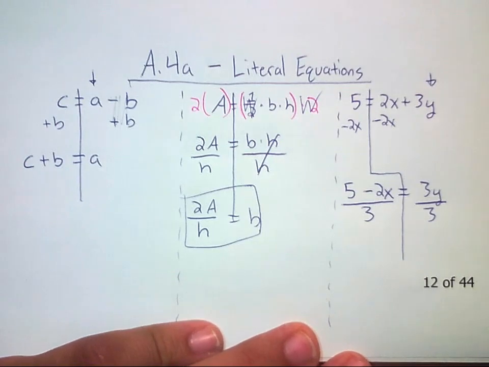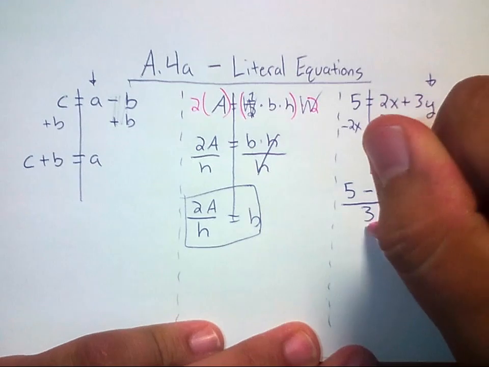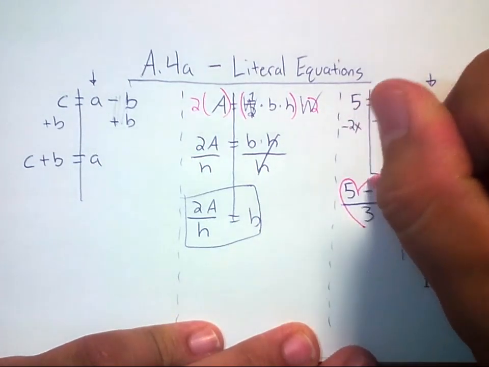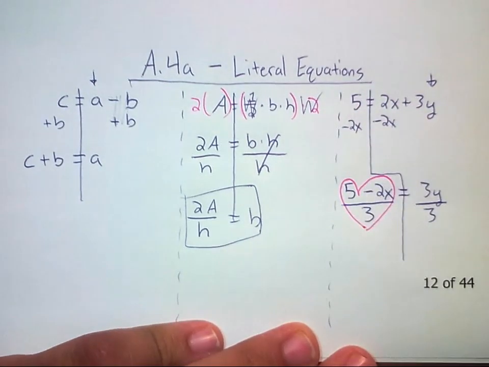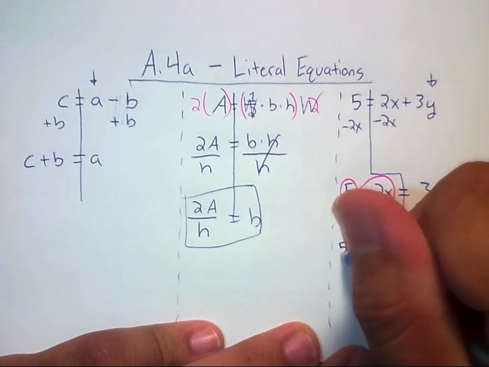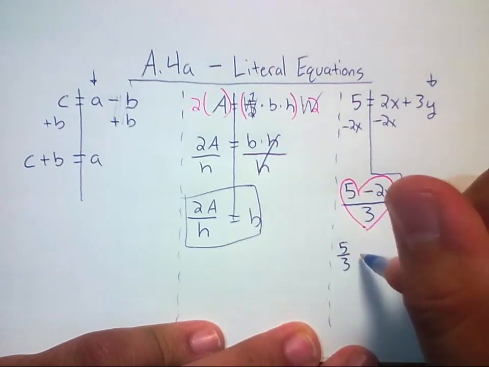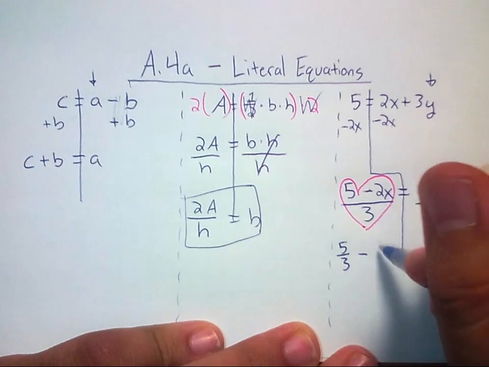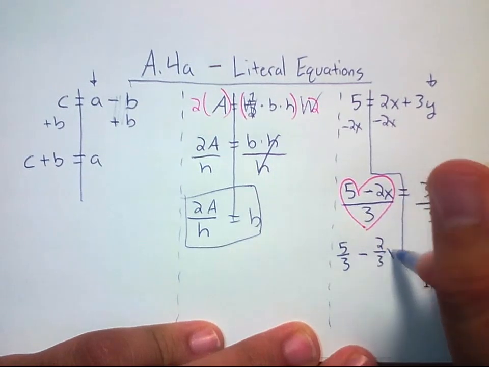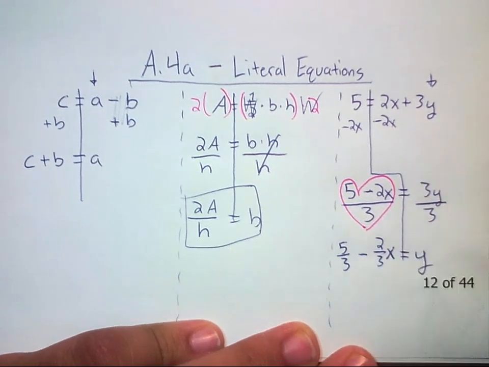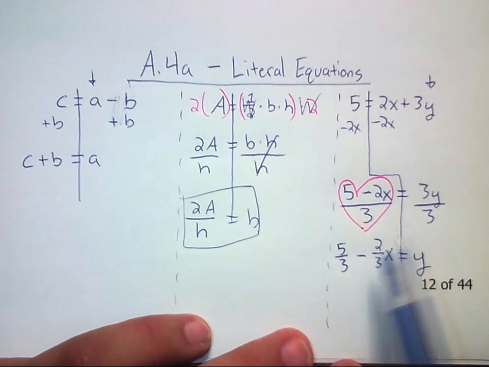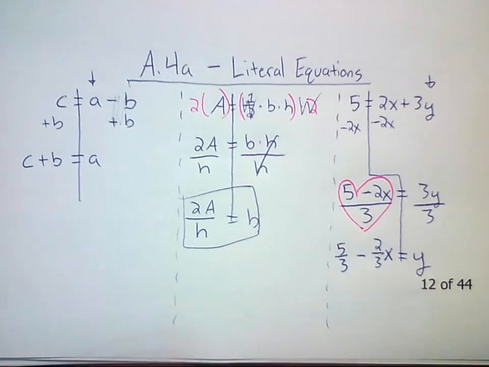So to do that, going off of what we learned a little while ago with dividing polynomials, what we're going to do is split this apart into two fractions. So we're going to end up with 5/3, and then minus 2/3 x equals y. And actually, that equation's ready to graph. We got our y-intercept and we've got our slope. Let's take a look at an SOL question.